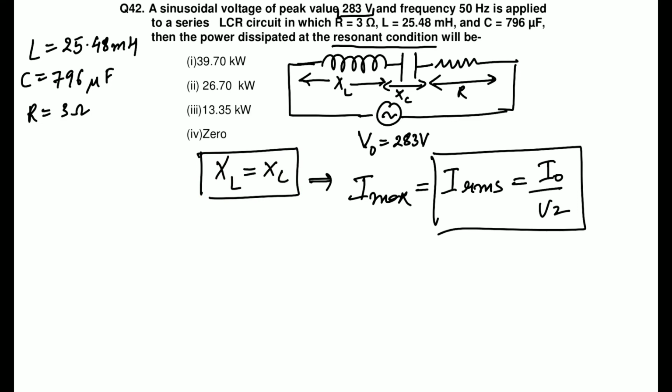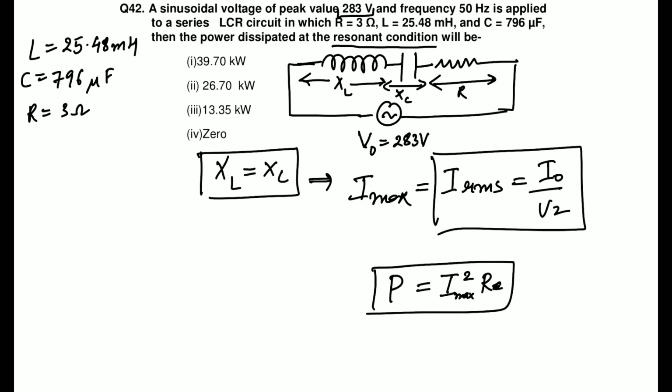So we are supposed to find out the power dissipated. The formula for power dissipated is I square R, so it will be I max square R. I need to find out the value of maximum current, which we can easily find out. All we have to do is apply Ohm's law: V is equal to IR.